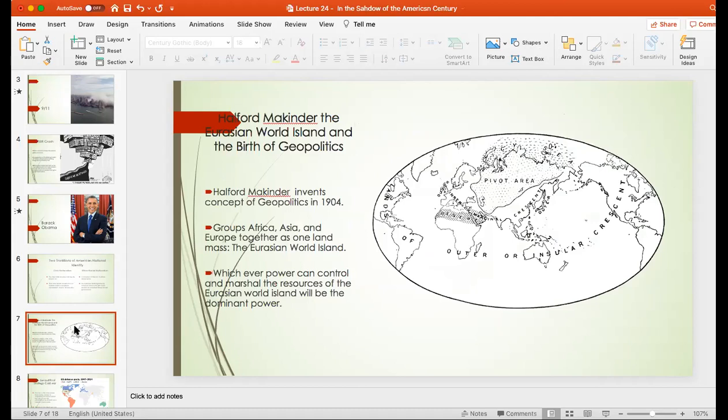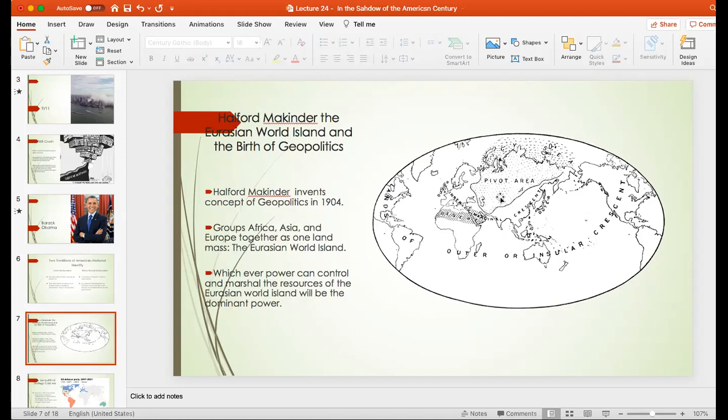And to understand Obama's grand strategy, you have to understand a man named Halford Mackinder. Now, Halford Mackinder was basically an academic in the early 20th century who invents the concept of geopolitics in 1904, right? He groups Africa and Asia and Europe together, and he calls it this landmass, the Eurasian World Island. And basically, he said it's the pivot point or the axis upon which world power is built. Now, his basic argument is that whoever can control the Eurasian World Island, right, Northern Africa, this part, can control the entire world. Now, no empire, no power has actually been able to do it.